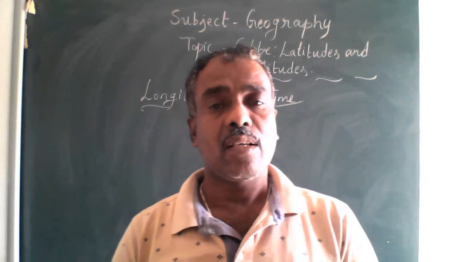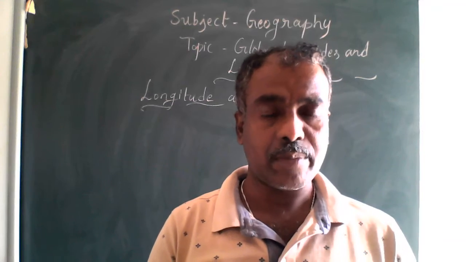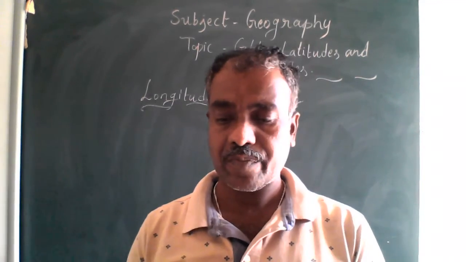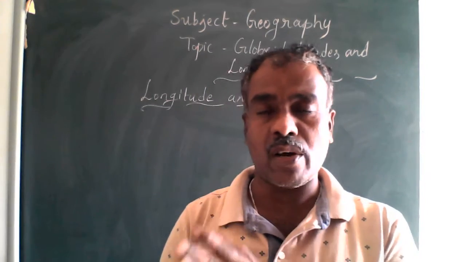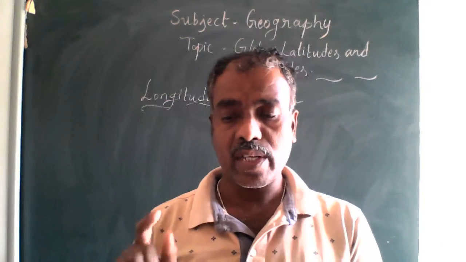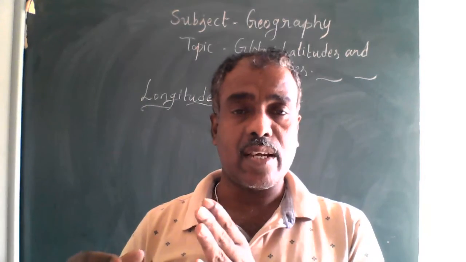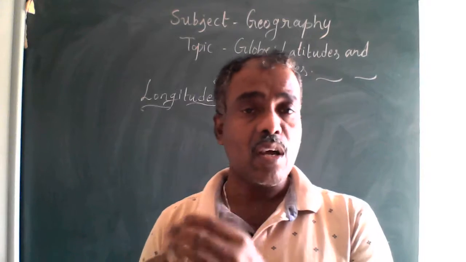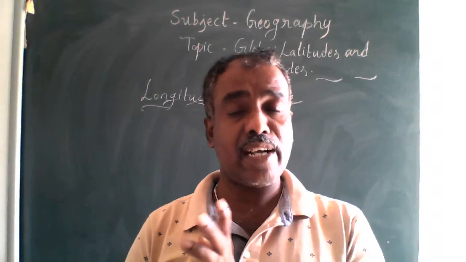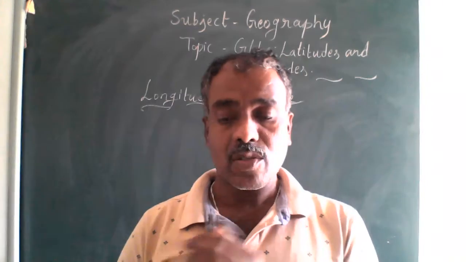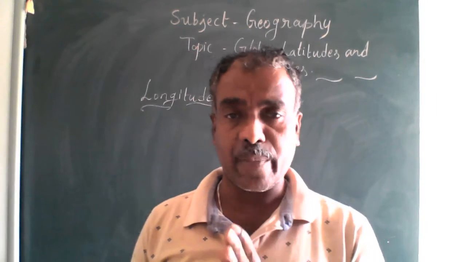Now, above that, there are other important latitudes. Above the equator, after the Tropic of Cancer, we can see the Arctic Circle. So the Tropic of Cancer to the Arctic Circle, that zone is called the North Temperate Zone.